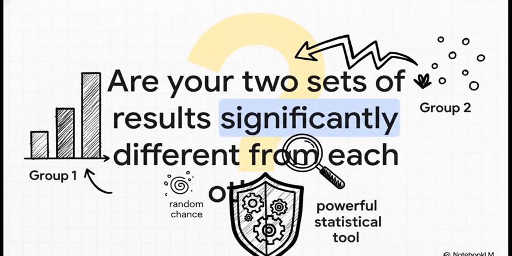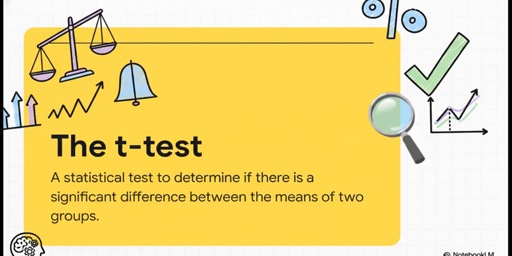Okay, this leads us to one of the most important questions in all of science. Let's say you're comparing two sets of results. Maybe it's an enzyme with an inhibitor versus without one. You calculate the average for both, and yeah, they're different. But is that difference actually meaningful? Is it a real effect from the inhibitor, or could it just be a fluke, just random chance? How do you know for sure? Well, to answer that, we need a really powerful statistical tool. And that tool is the t-test.